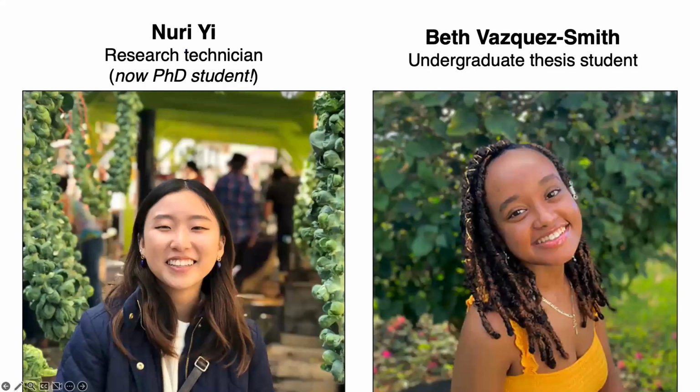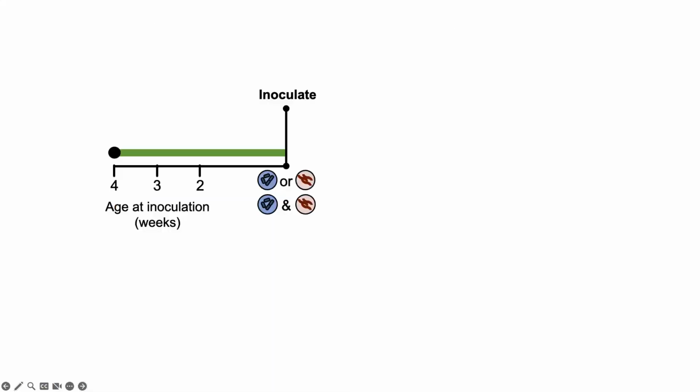And so to test this idea, two people in my lab, Nuri Yi, who started out as a research technician and is now a PhD student, and Beth Vasquez-Smith, who is an undergraduate thesis student finishing up right now, set up to run an experiment where they measured the mutual effects of rhizobia on nematodes and nematodes on rhizobia when they colonize the same host. I'm not going to go too much into methods in this talk, but I just want to give you a flavor for how we run experiments in my lab. For the most part, we're certainly not doing genetic or genomic manipulations. A lot of what we do is inoculate plants with different things and see what happens.